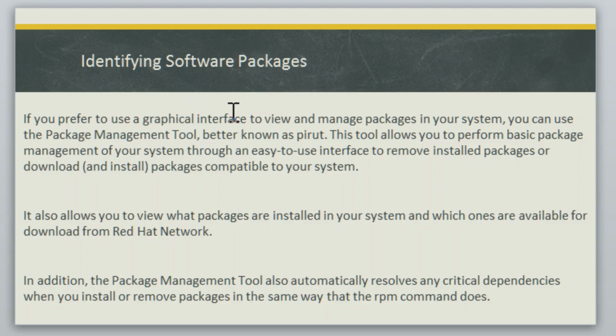So if you prefer to use a graphical interface to view and manage packages in your system, you can use the package management tool, which is also known as Pyro. This tool allows you to perform basic package management of your system through an easy-to-use interface to remove installed packages or download and install packages compatible to your system. It also allows you to view what packages are installed in your system and which ones are available for download from the Red Hat network. In addition, the package management tool also automatically resolves any critical dependencies when you install or remove packages in the same way that the RPM command does. Okay, so let's say you install a package and it also needs some other things to be installed with it. It's going to go ahead and install whatever it needs to go along with it.